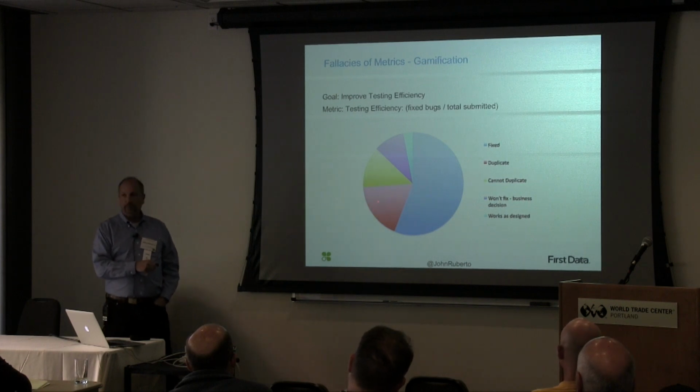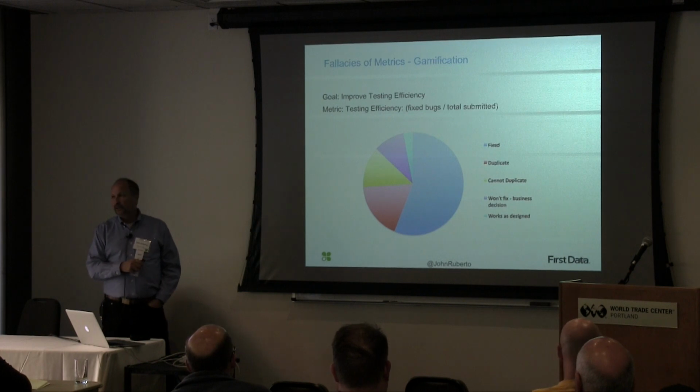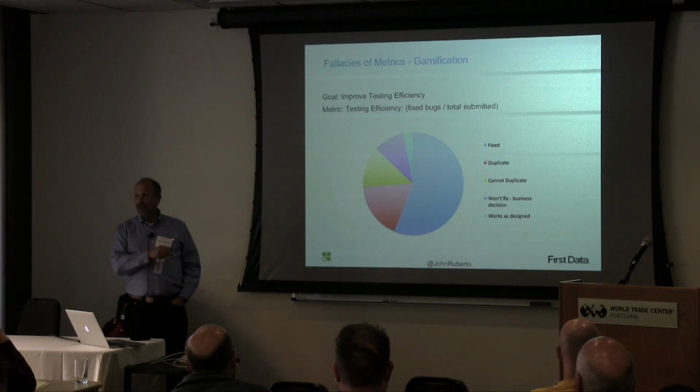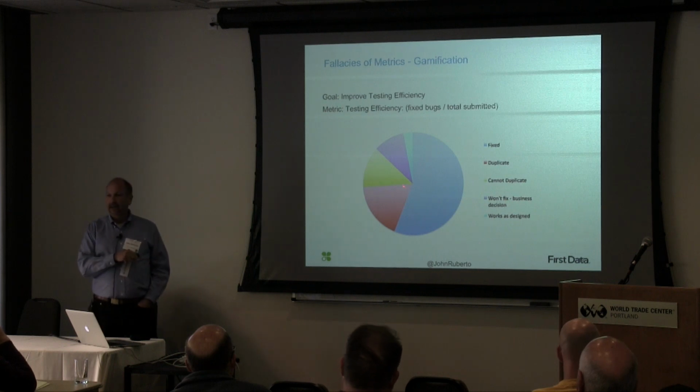The reds are duplicate. Yellows are cannot duplicate. The purple are won't fix because of the business decision. And last is works as designed. So what we did then is, now that we had this data, we built our bug handling guidelines to attack each of these issues.